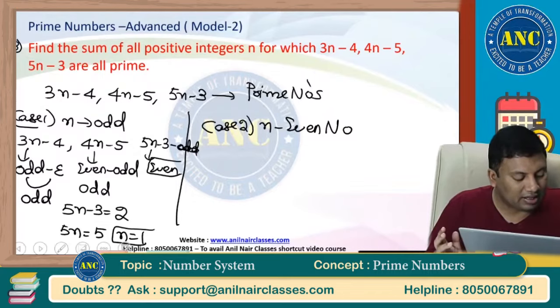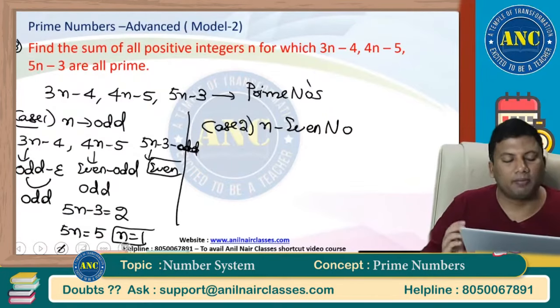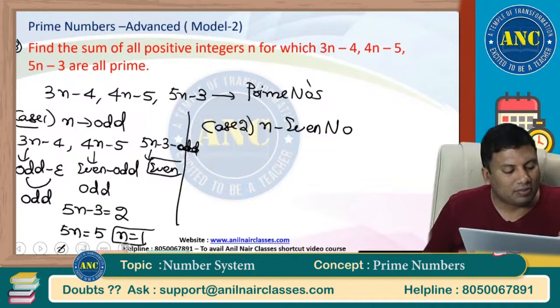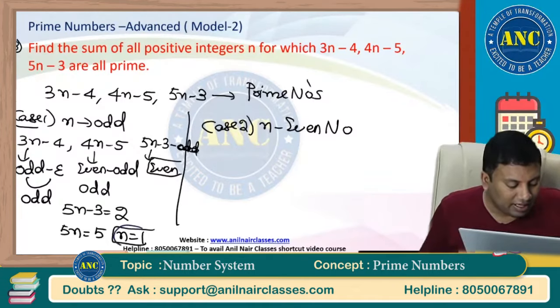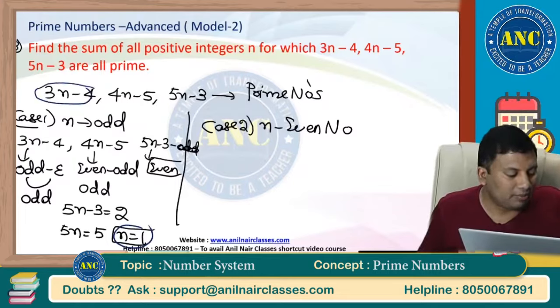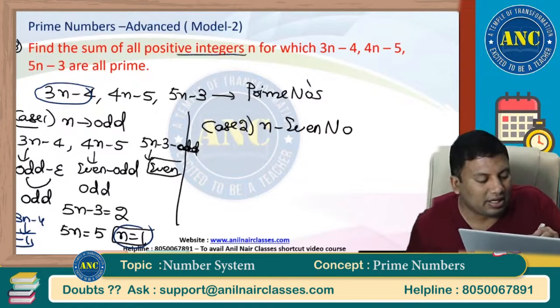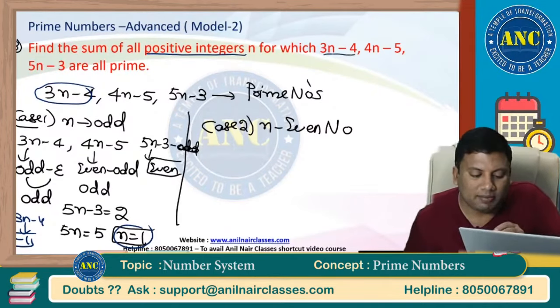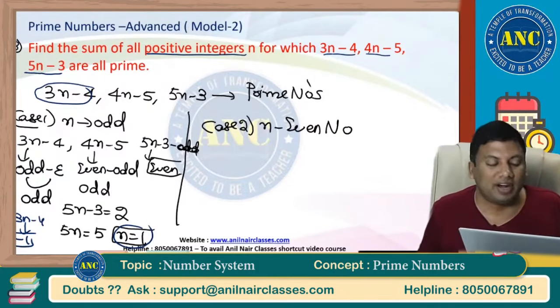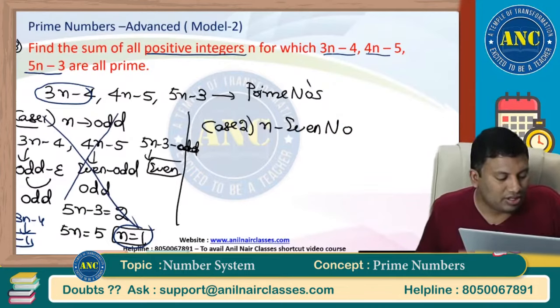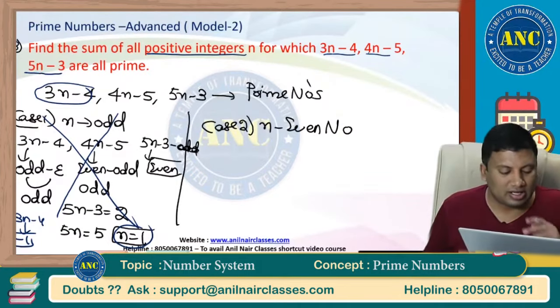So, if I take the case of n as an odd number, odd into odd, odd, odd minus even, odd. Odd into even, even, even minus odd, odd. Odd into odd, odd, odd minus odd, even. If I take n equivalent to 1, I am getting 3n minus 4, 3 ones are 3, 3 minus 4, minus 1. It is a negative number I am getting. But it is saying that all these numbers are prime numbers. Prime numbers are nothing but the numbers which are the subset of natural numbers. All should be positive. This case it is not possible.